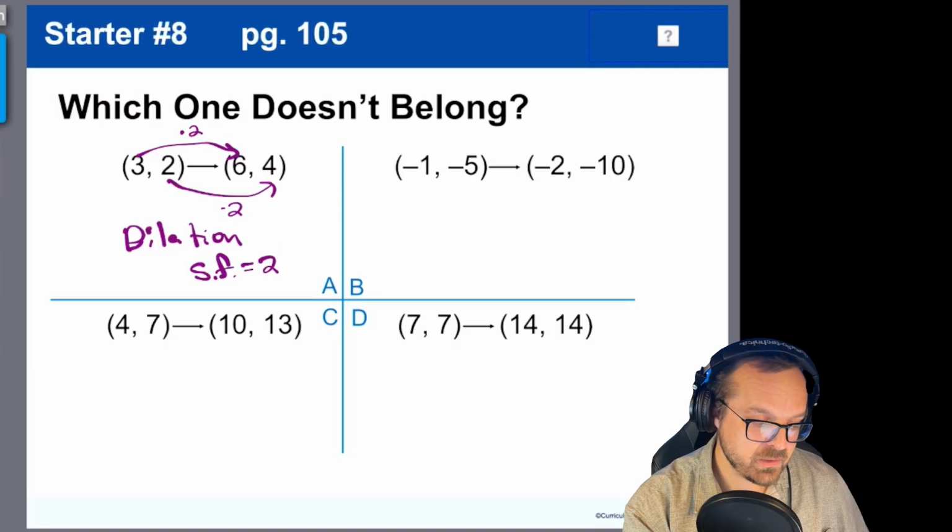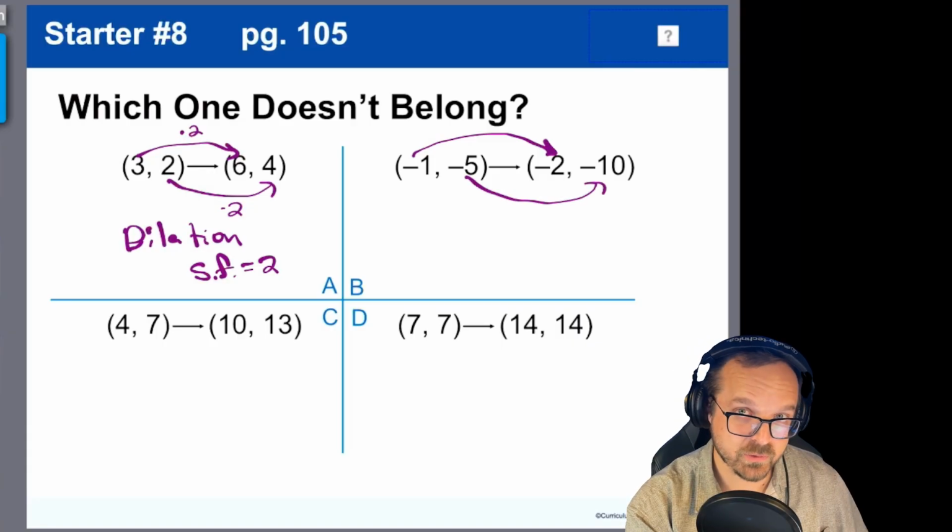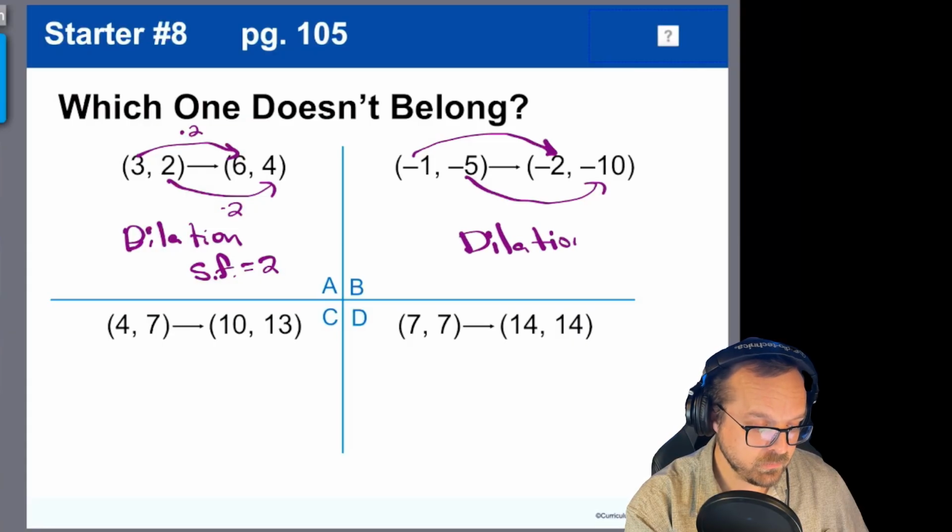Also here on B, you'll notice, how can we go from -1 to -2? Well, we can multiply by 2, and -5 to -10, we could also multiply by 2. So again, this could be another dilation with a scale factor of 2.